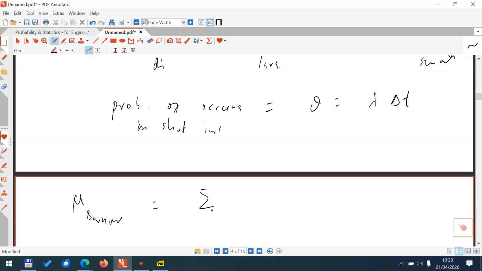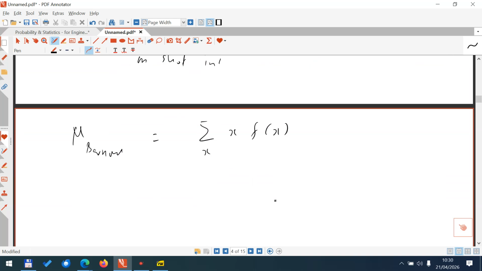Remember, sigma x times the PMF of x. And I told you that in the case of the Bernoulli distribution, it has a very simple calculation. The possible values of x for Bernoulli are 1 or 0. 1 is for success, and 0 is for failure. What was the probability of success? The PMF, P, which for us is theta. And what is the probability of failure? 1 minus theta. So what do you get at the end?